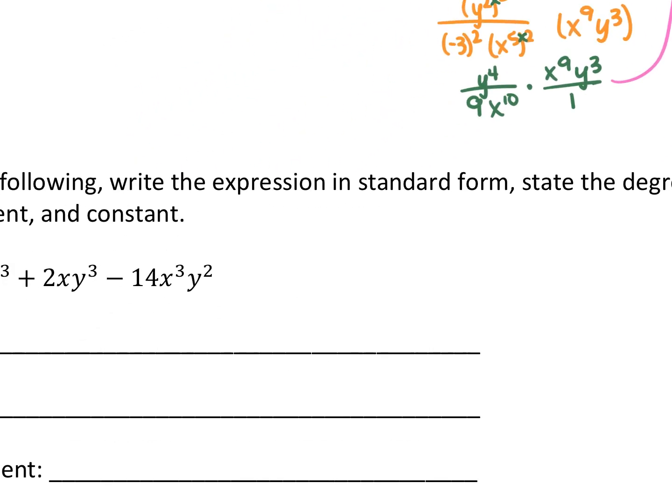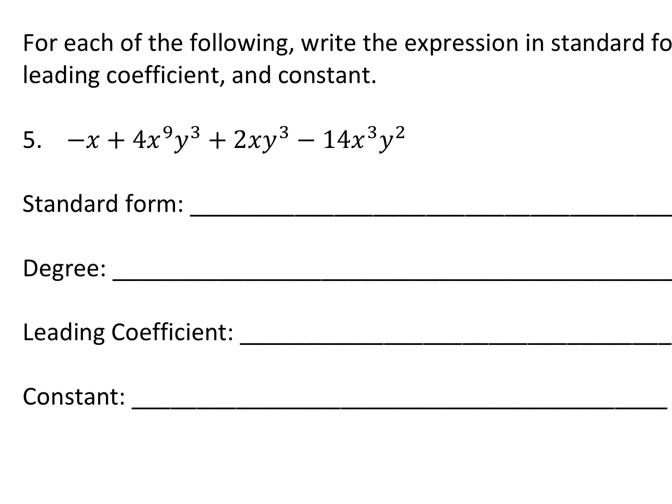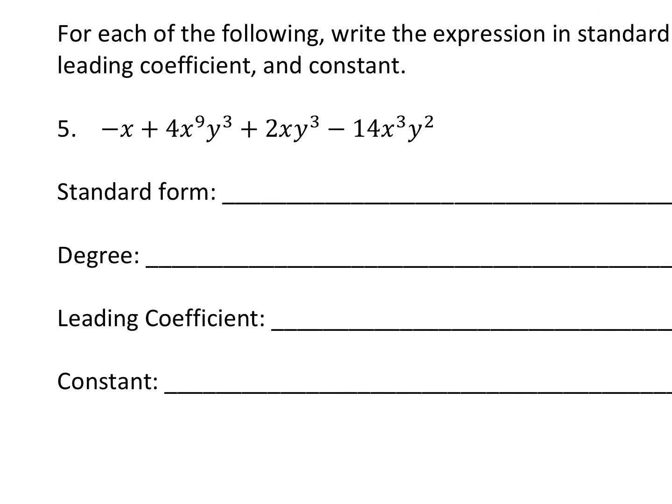From here, we are looking at the expression that's given to us, writing it in standard form, stating the degree, leading coefficient, and constant. For number 5, we're given negative x plus 4x to the 9th y cubed plus 2xy cubed minus 14x cubed y squared. We are going to first write down that 4x to the 9th y cubed because that's the highest power, because the power on that is 12.